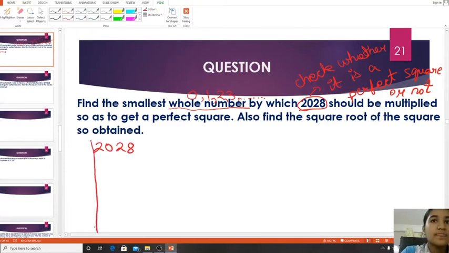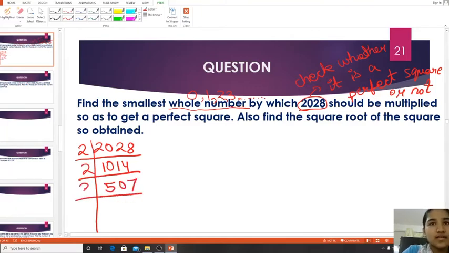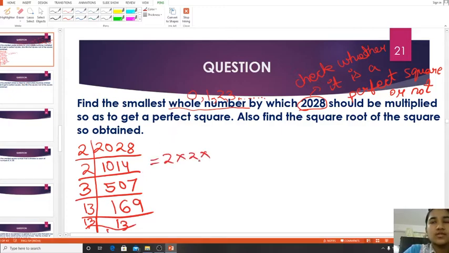2028. Prime factorization, we have to use only prime numbers. We can start with 2. We have to take the divisibility rule and proceed accordingly. Then 3, then 169, and then with 13, then 13 itself, and then 1. So it's equal to 2 into 2 into 3 into 13 into 13. So let's underline the pairs and we are going to pick up 1 from each. But it's not a perfect square.